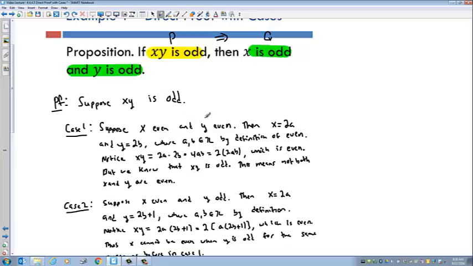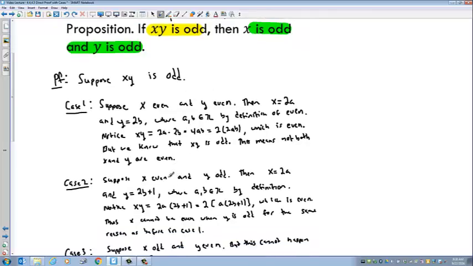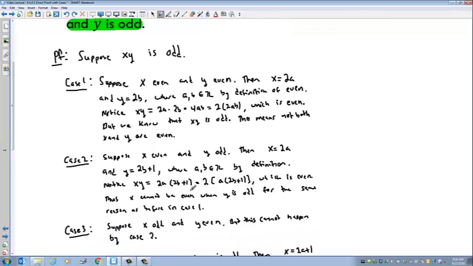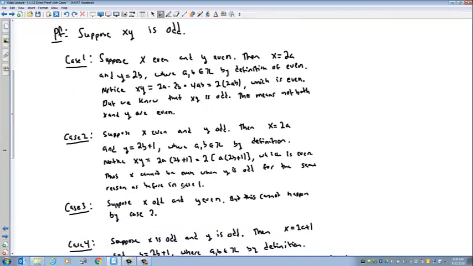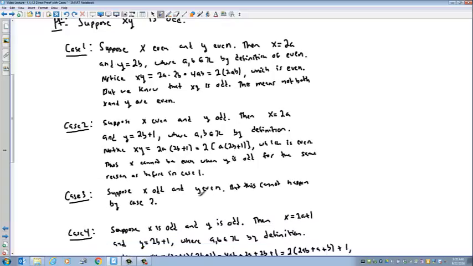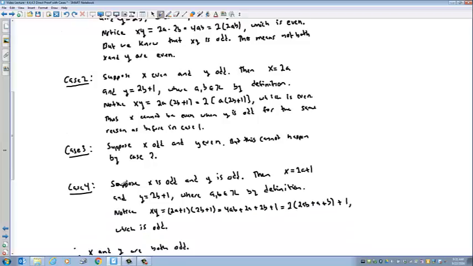X and y can both be even, and we see that can't be the case. X is even and y is odd, and we see again that can't be the case because you get an even number out, of course. And then suppose x odd and y even, and now that can't be the case. This is really sort of by symmetry in some sense because there's no real difference between x and y. So case 2 and case 3 are basically the same, or the arguments are basically the same.